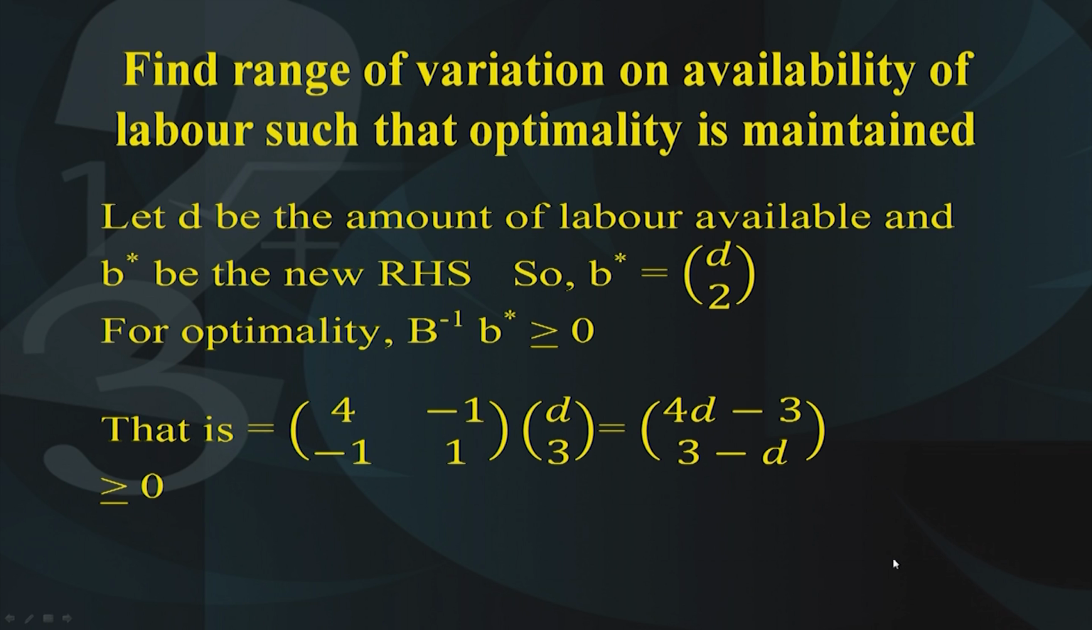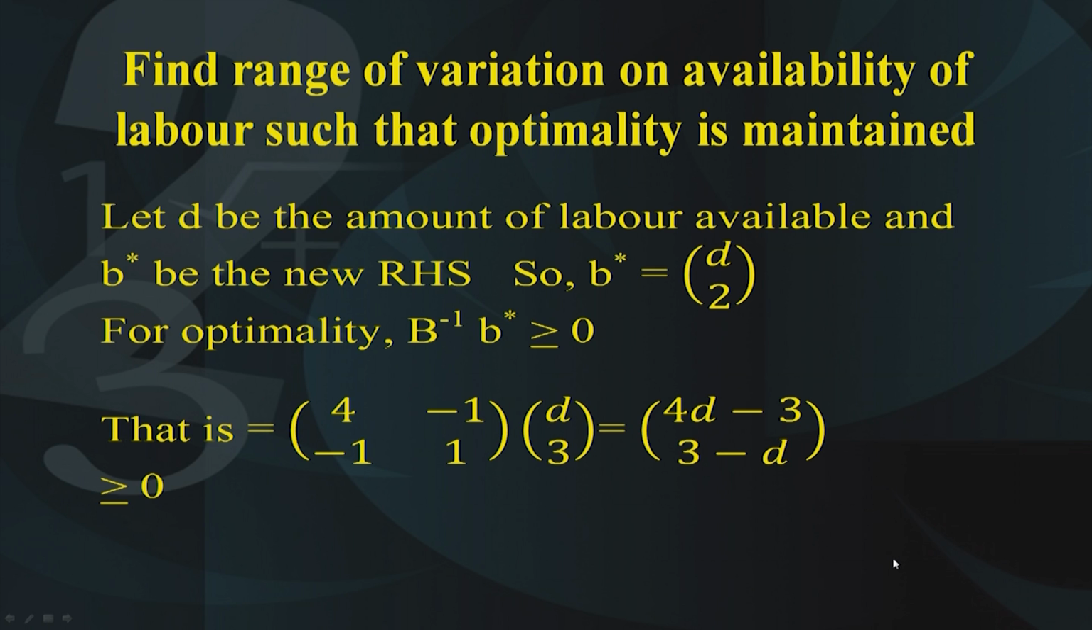Now, let us find the range of the variation on availability of labor such that optimality is maintained. In order to find the range, let us denote by D the amount of labor availability, and let B star be the new right hand side. Therefore, B star is denoted by D, 3. D corresponds to the first availability of labor. So, we want to see what should be the range on D.